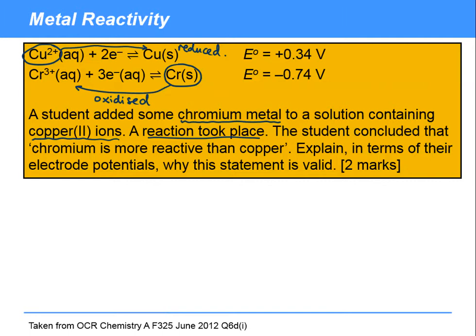And then it says the student concluded that chromium is more reactive than copper. And we're to explain in terms of their electrode potentials, so we're going to have to mention these electrode potentials, why this statement is valid. So, first thing we should state here is that chromium is oxidized in the reaction. Chromium is oxidized in the reaction.